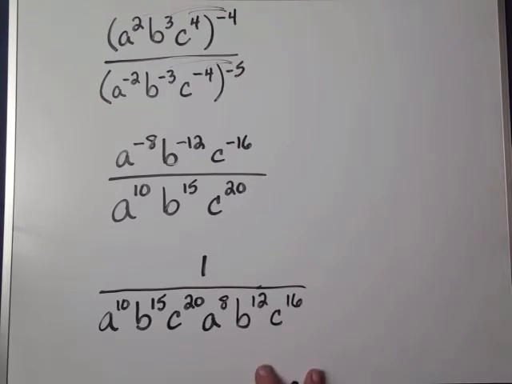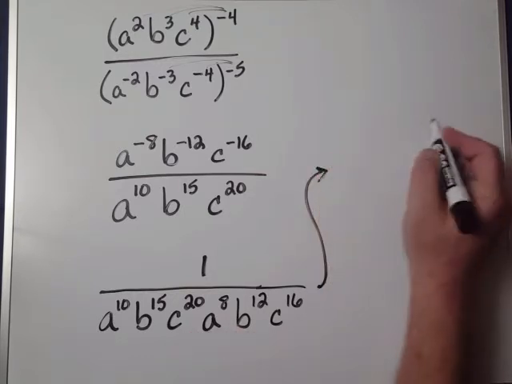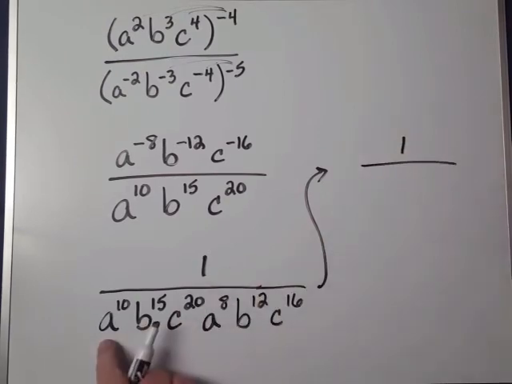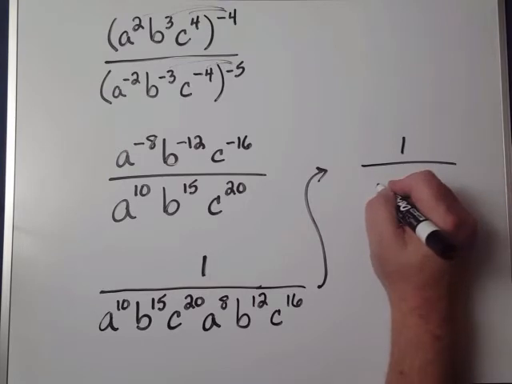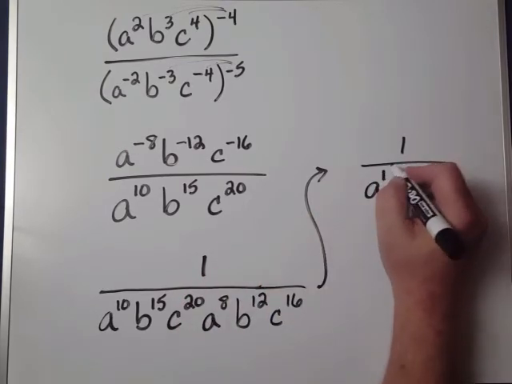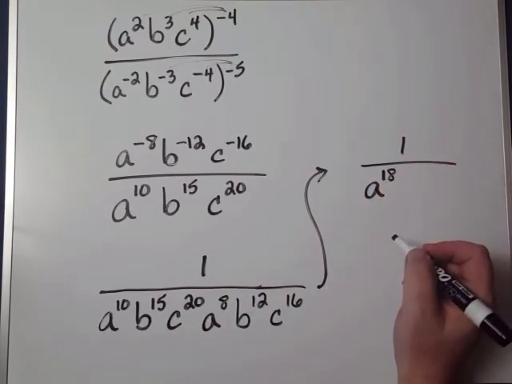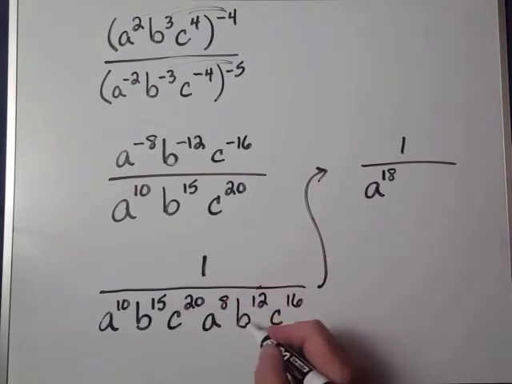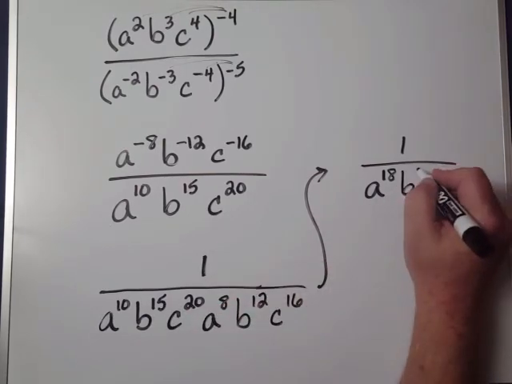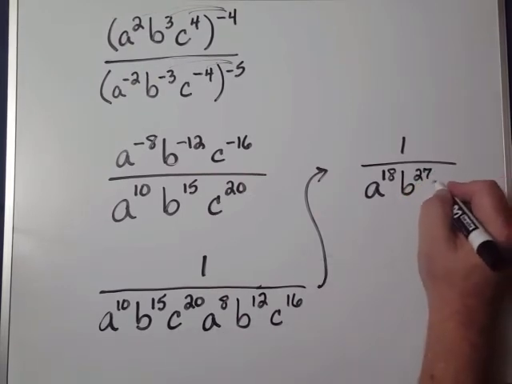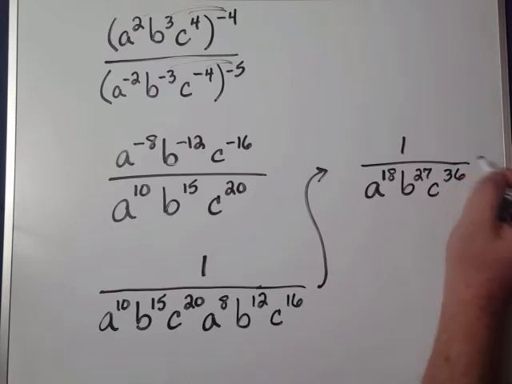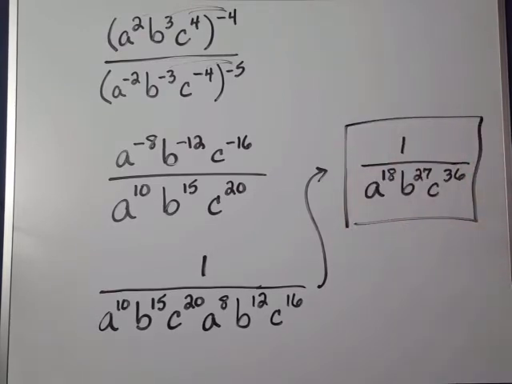And then to finish this up, I see I have products of like bases here in the denominator. A to the 10th times A to the 8th, product of like bases, add the exponents. How many factors of A do I have altogether down there? A to the 18th. B to the 15 times B to the 12, add the exponents. B to the 27th and C to the 36th. There's nothing else I can do, and so that's simplified.